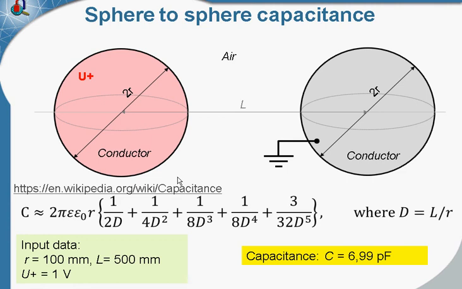There is an analytical solution, and we will verify our simulation results against it. The capacitance is the ratio of the charge to the potential difference, and I'm going to assign positive potential to one sphere and zero electric potential to another sphere, and then use QuickField to calculate electric field distribution and the charge values. So I will start QuickField now.